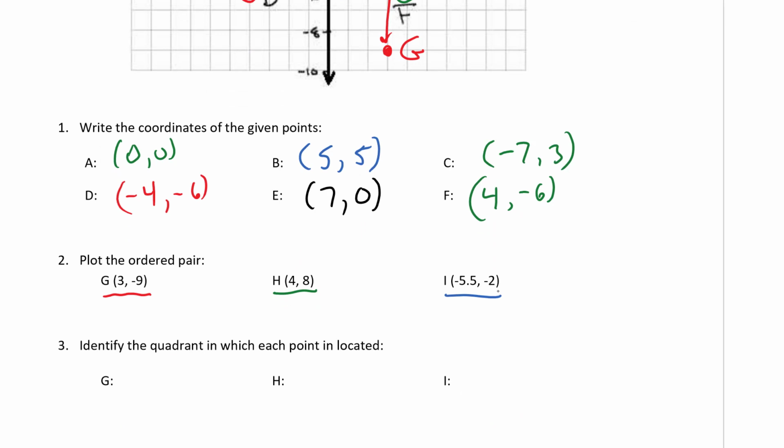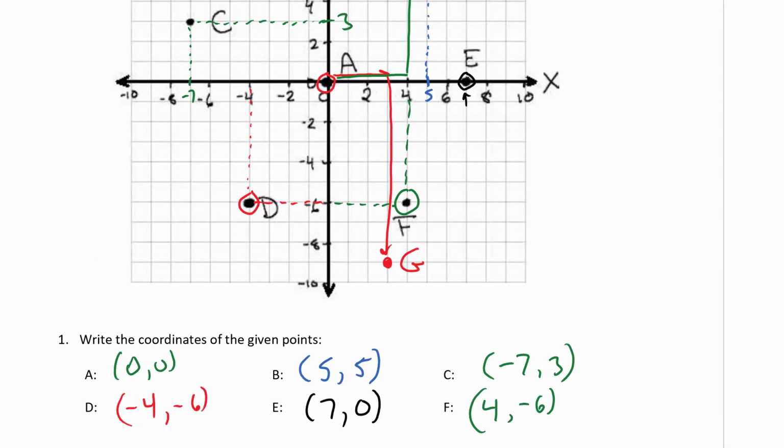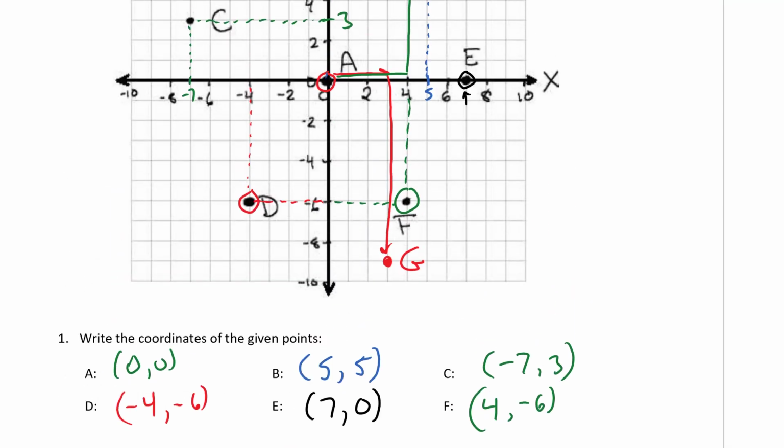Lastly now, we have I, -5.5, -2. So they're both negative, so this would be in quadrant number 3. So first I go -5.5. 1, 2, 3, 4, 5, and then a half. I got to go somewhere between the 5 and the 6, so right here. And then I drop down 2. 1, 2. So you can see this is not directly on a line, so I have to place it to the best of my ability. This is the ordered pair I.